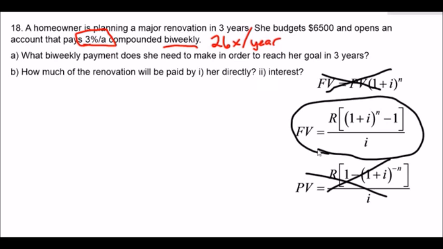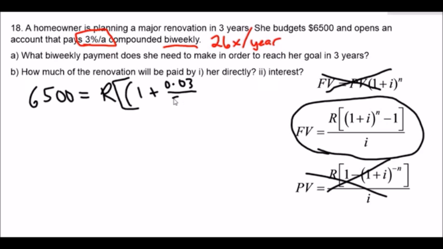So let's see. We know that in the future, she wants to have $6,500. That's her future goal. Her regular payment, well, we don't know what that is. That's exactly what we're calculating. So $6,500 is the future value. We don't know her regular deposit. So let's look at the rest of the formula. 1 plus i. So i is 3%, so 0.03. But because it's compounded biweekly, that means it's going to be compounded 26 times a year. So I have to divide the interest rate by 26.